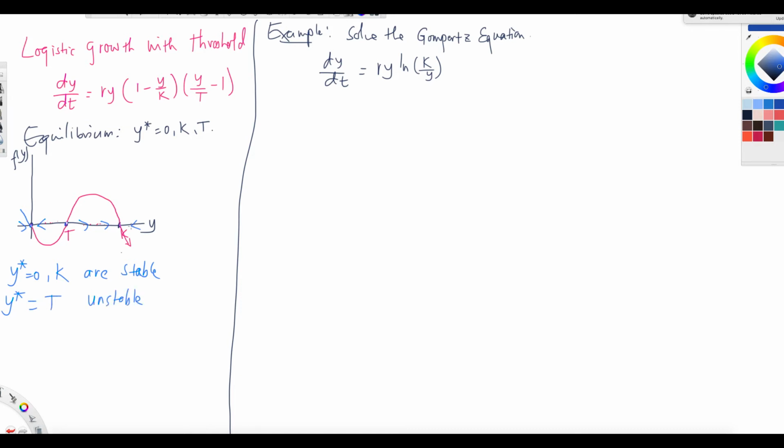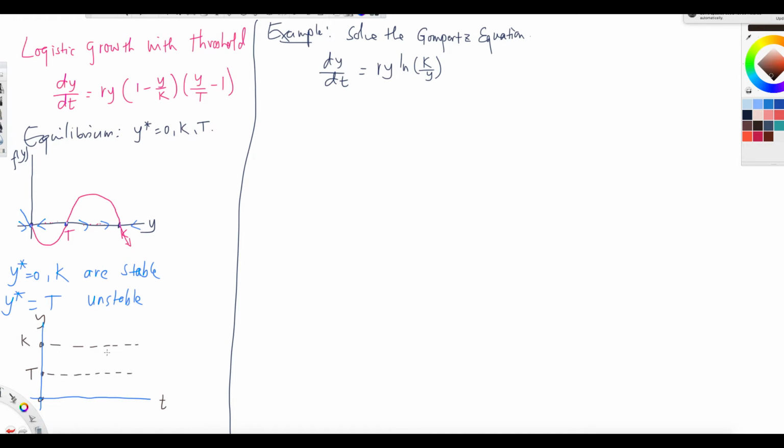So you can check the stability by finding the derivative of that and plugging in 0, k, and t, okay? So now what I want to do next is plot y versus t. If you plot y versus t, this is what you will get. This is t, this is y. This is 0, this is the threshold t, and this is the carrying capacity k, okay?